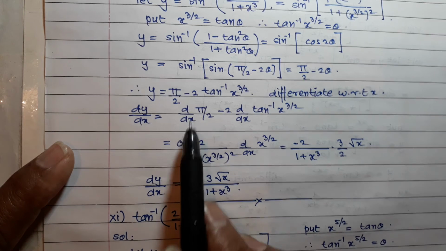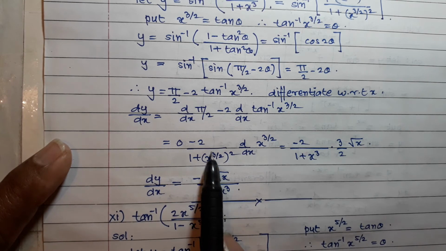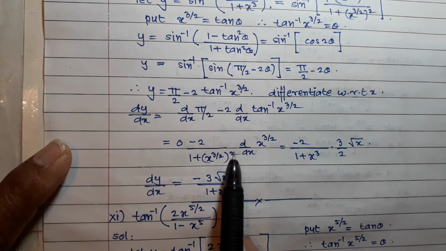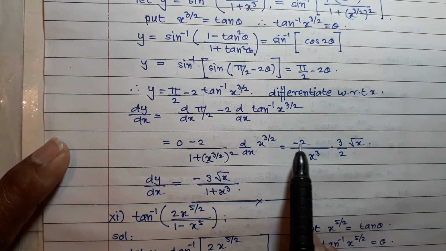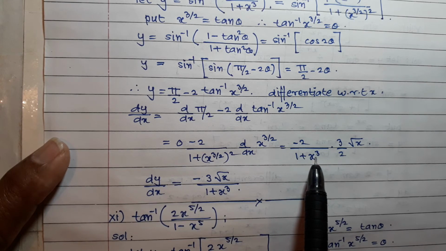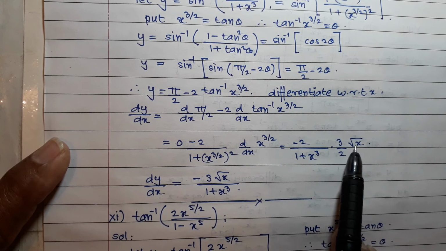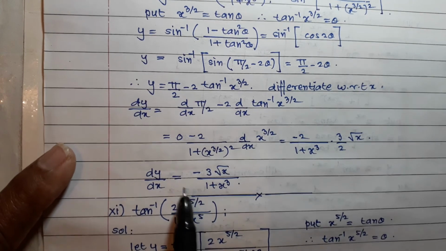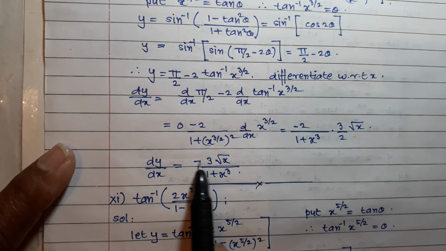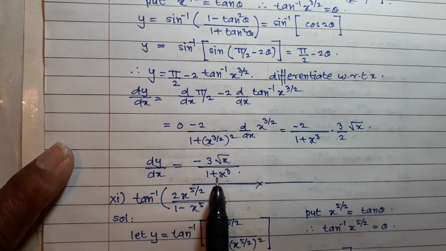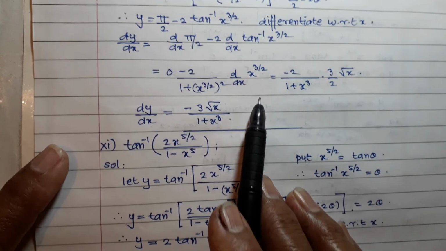So it is equal to 0 minus 2 upon 1 plus (x raised to 3 upon 2) raised to 2, and d/dx of x raised to 3 upon 2 is equal to minus 2 upon 1 plus x cube, into the derivative of this, which is 3 upon 2 root x. So therefore dy/dx is equal to minus, this 2 and this 2 get cancelled, 3 root x upon 1 plus x cube. Okay, go through this example again so that you understand.